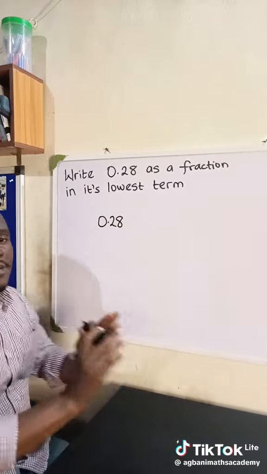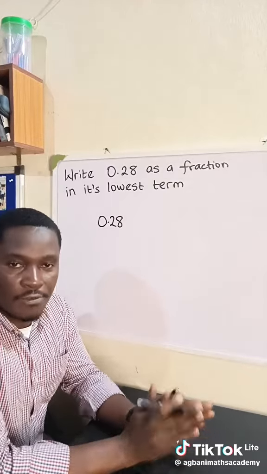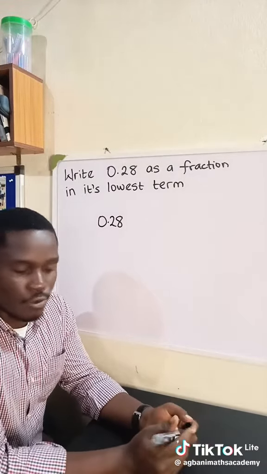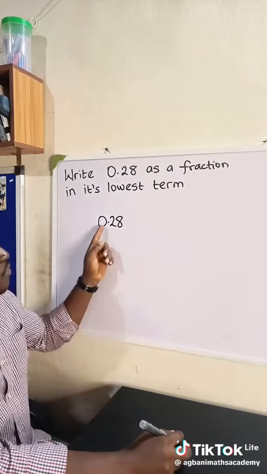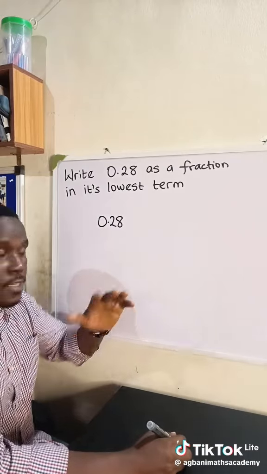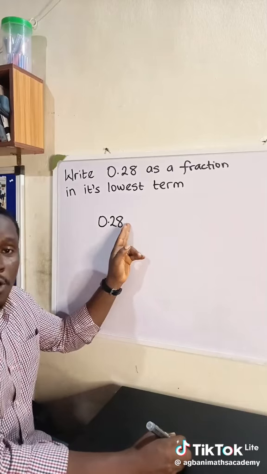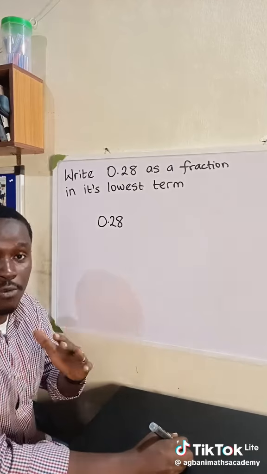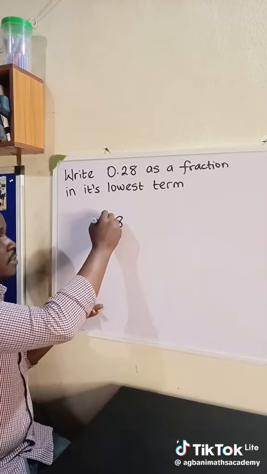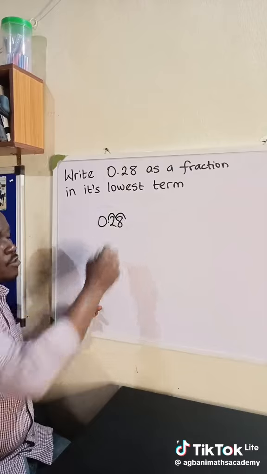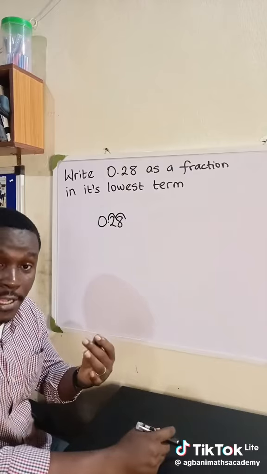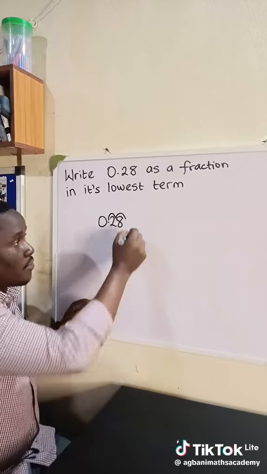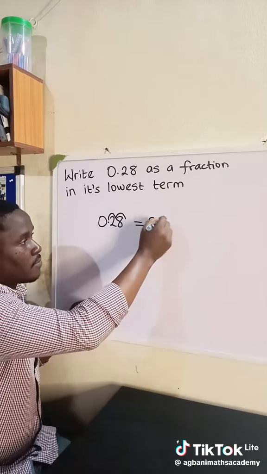0.28. Whenever you're converting a decimal to a fraction, it's very easy to do. The first thing you need to do is move the decimal point from wherever it is to the right end of the number. This helps us to change the decimal to a whole number. So when we do that, let's see, 1, 2. We have to move the decimal point twice to make it a whole number. So this will give us 28.